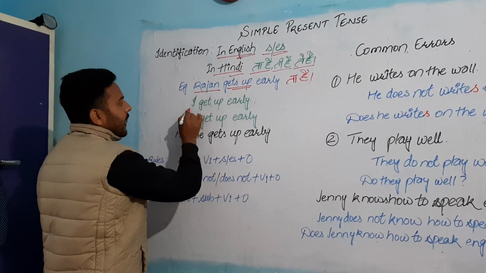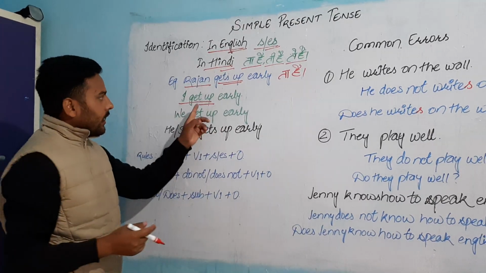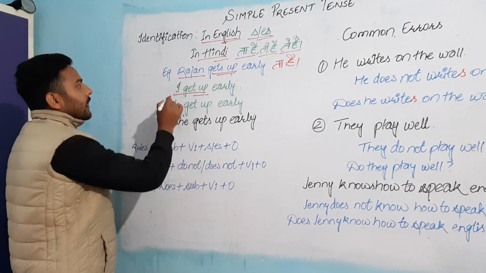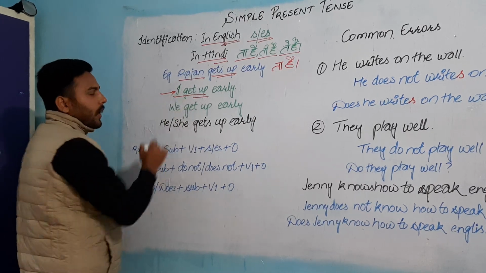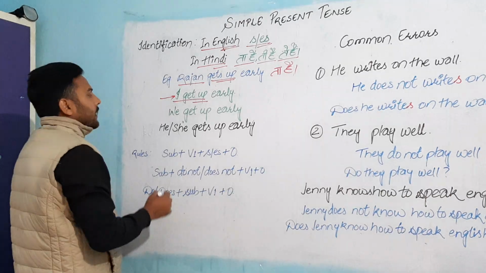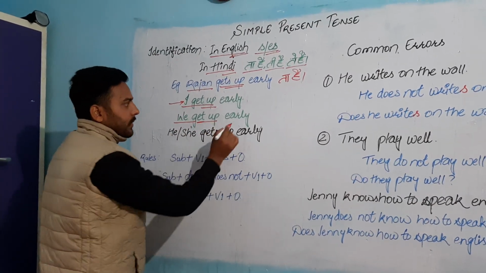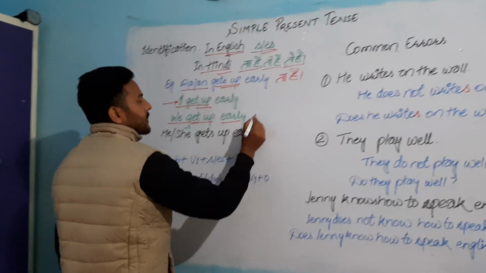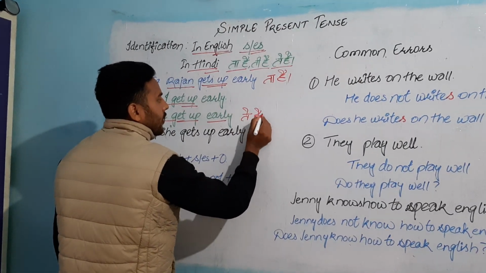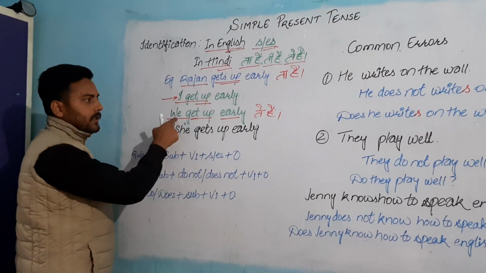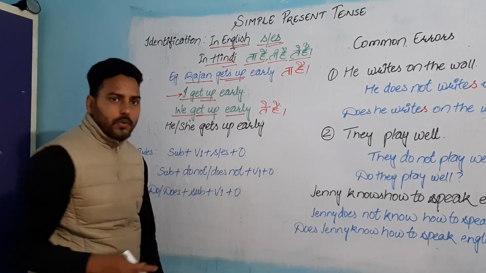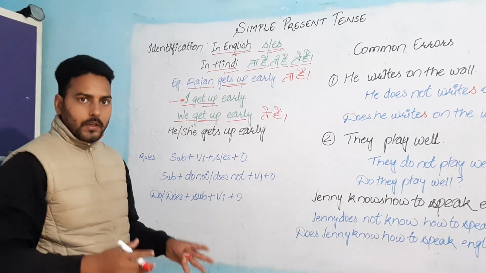Now next one, look at here, I get up. But here, can you see I have not written gets up? No. Why? With I, we don't use S and ES. Now next one is we get up early. Look at here. The sound is coming te hai. Why? Because we is plural. I is singular. Now I will tell you where to use S or ES.